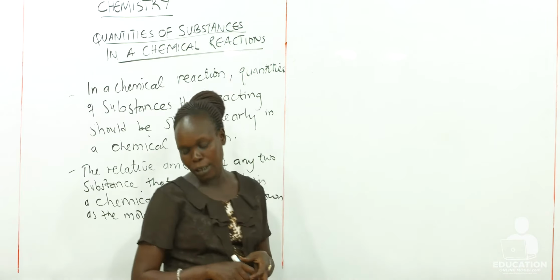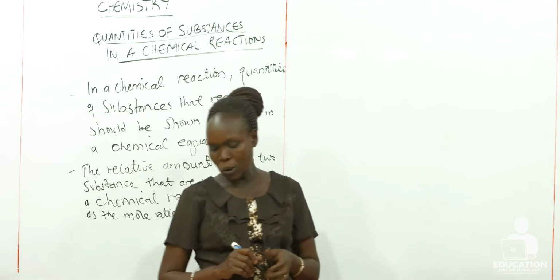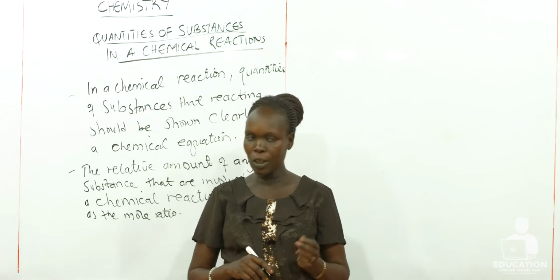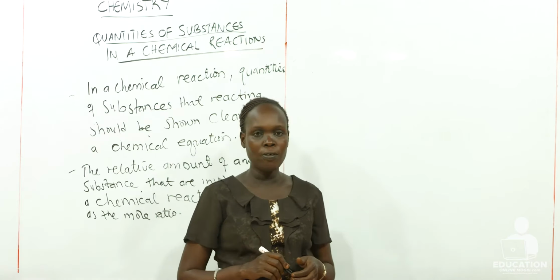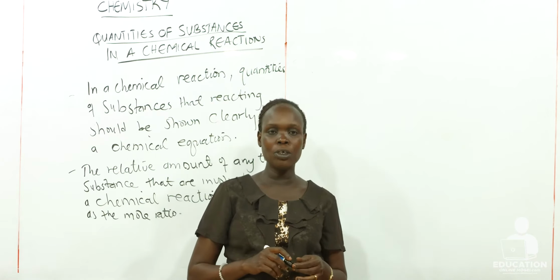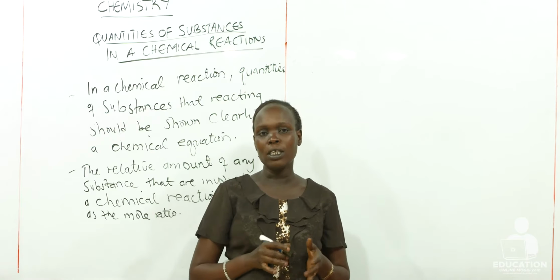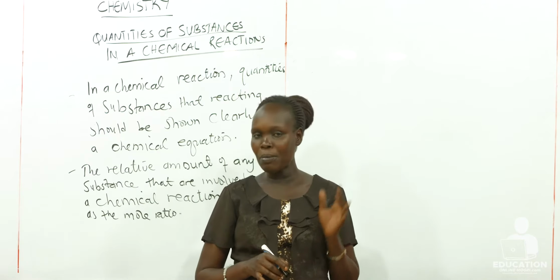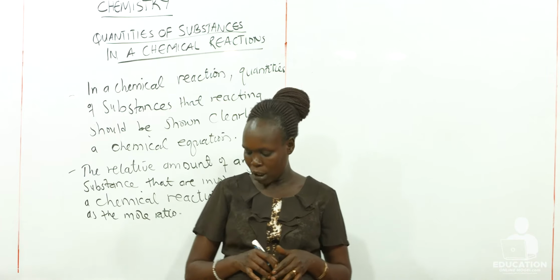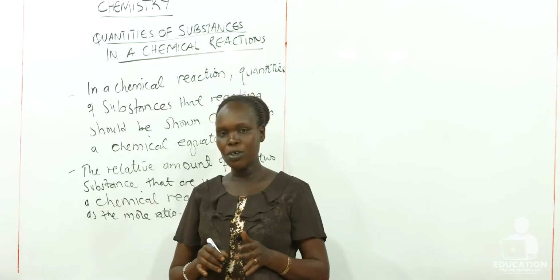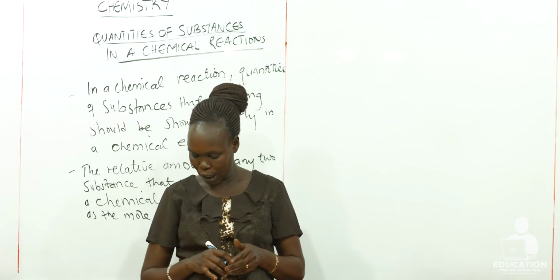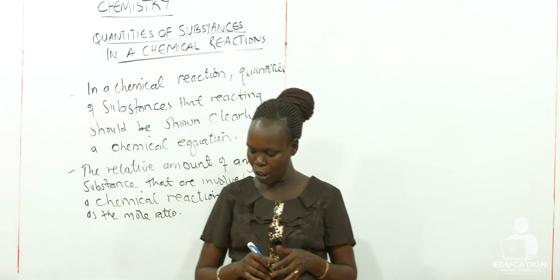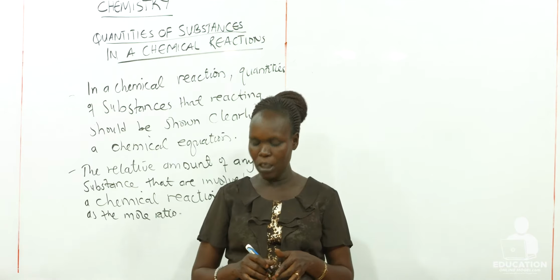So take the reaction between sodium metal and oxygen gas to give us sodium oxide. For example, various amounts of sodium and oxygen can react to give various amounts of sodium oxide. But the mole ratio between any of the two substances involved is constant.